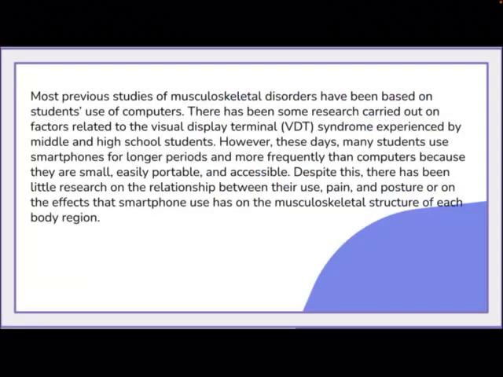Previous studies of these disorders have been based on students' use of computers, because various students prefer their computer set at awkward positions, usually not healthy positions. There has been some research carried out on factors related to the visual display terminal syndrome experienced by middle and high school students. However, these days, many students use smartphones for longer periods and more frequently than computers because they are small, easily portable, and accessible.